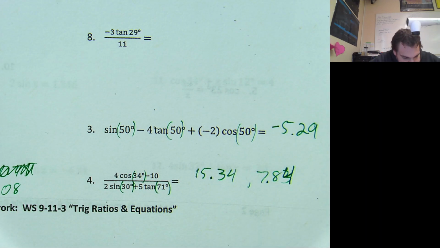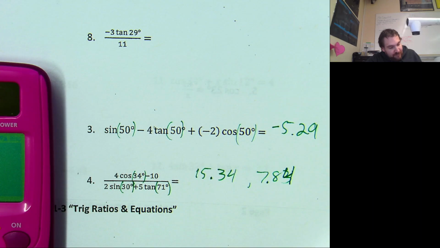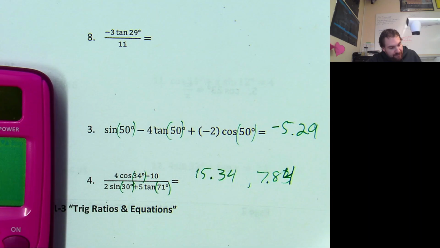Rebecca? Most likely a bunch of us just put it all in at once. So how should it be entered into your calculator? You do the equation on top, and then divide that answer by the bottom. You could do it that way. So what you're suggesting is we do 4 cos 34, close the bracket, minus 10, and then I'm going to divide that by the denominator. How do I divide it by all of the denominator? Make it a fraction.